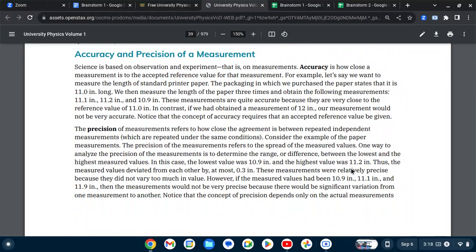Accuracy and precision of a measurement. Science is based on observation and experiment, that is, on measurements. Accuracy is how close a measurement is to the accepted reference value for that measurement.